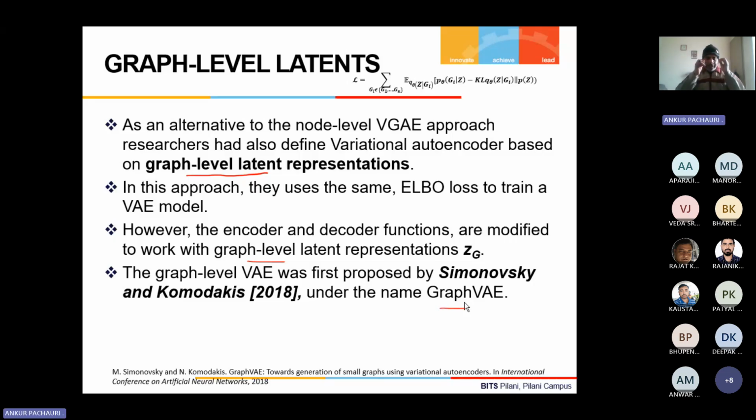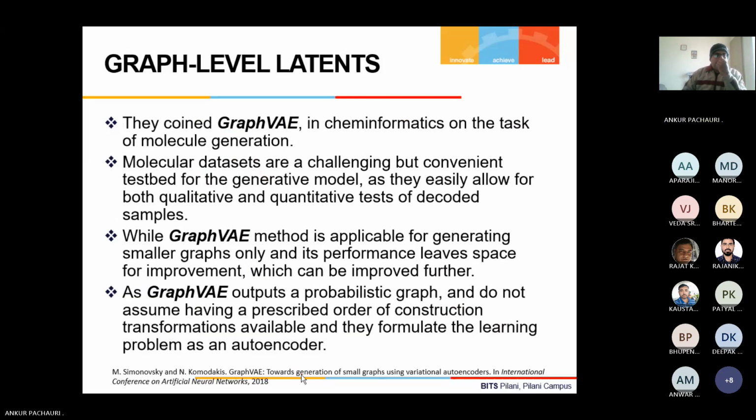So they renamed the algorithm GraphVAE. It was just a name given by them. They coined GraphVAE in a chemoinformatics activity, on the task of molecular generation. Molecular datasets are challenging but convenient test beds for generative models, and they easily allow both qualitative and quantitative tests for the code.